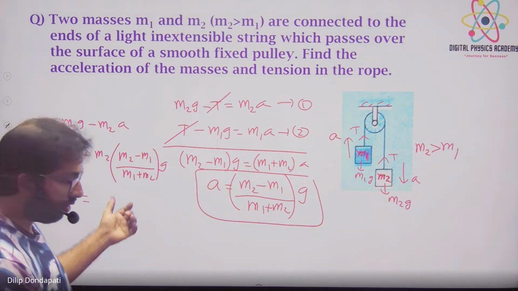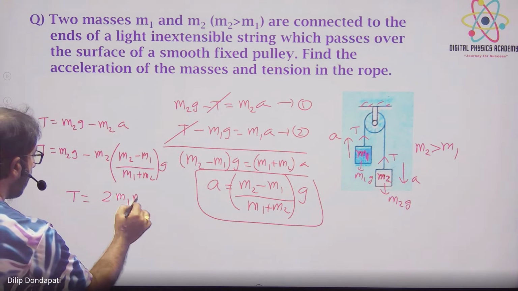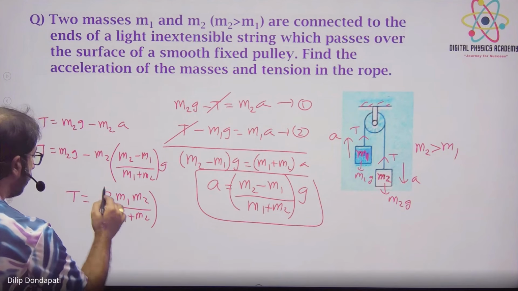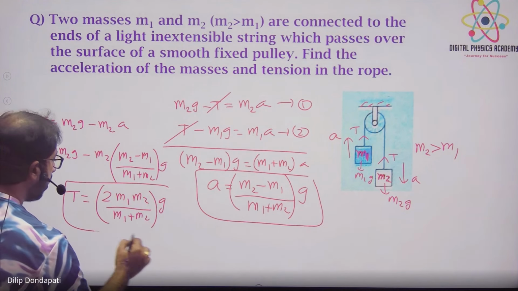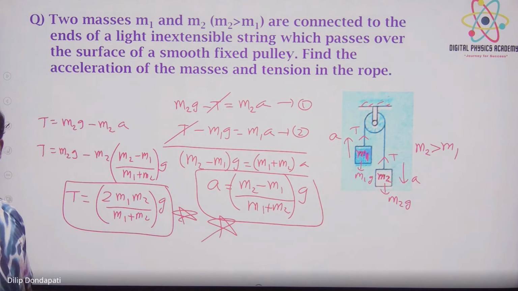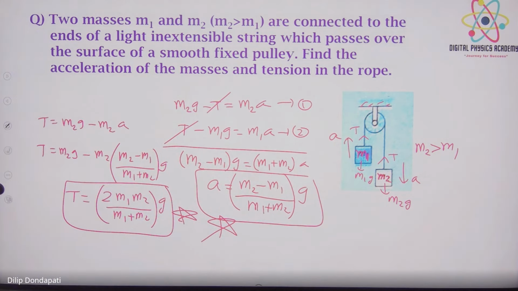I don't need you to waste time solving it. You have to use 2m1m2 by m1 plus m2 into g. These are very important formulas, you have to remember both of them. Don't use the method now, you have to remember this one. I will ask the formula, so study it.